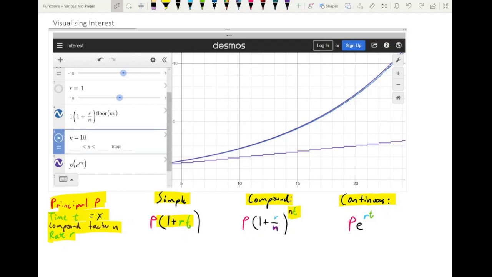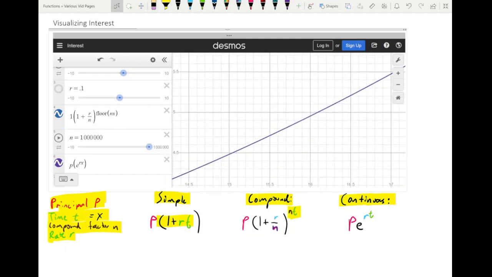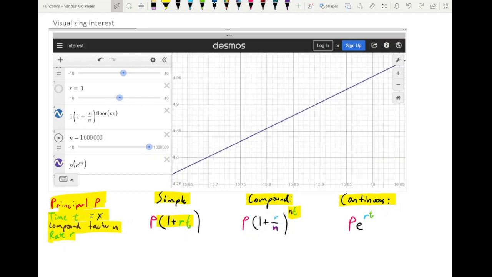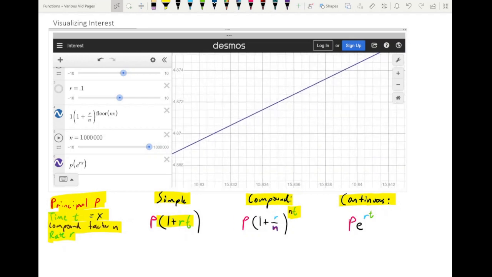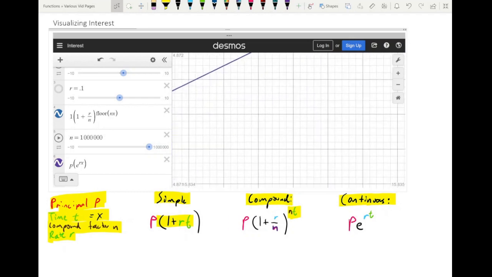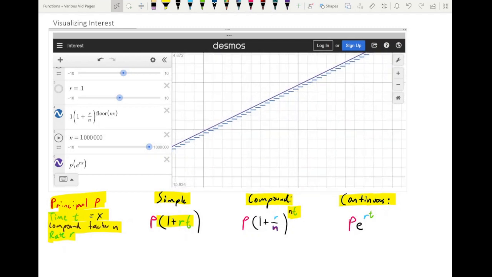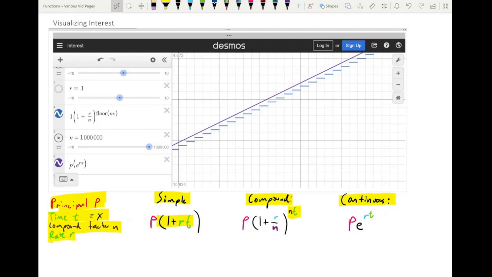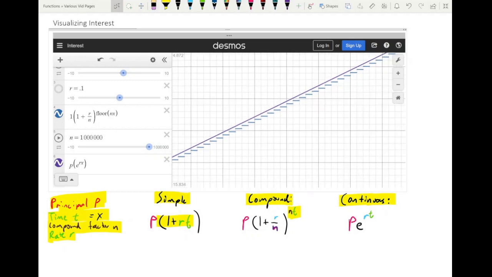But no matter how big I make my compounding factor, right, I can make this 1,000,000, I can still zoom in really, really close and eventually see that compound interest is ever so slightly worse than continuous interest, just by this minuscule, pretty much insignificant bit, but it's still slightly better.